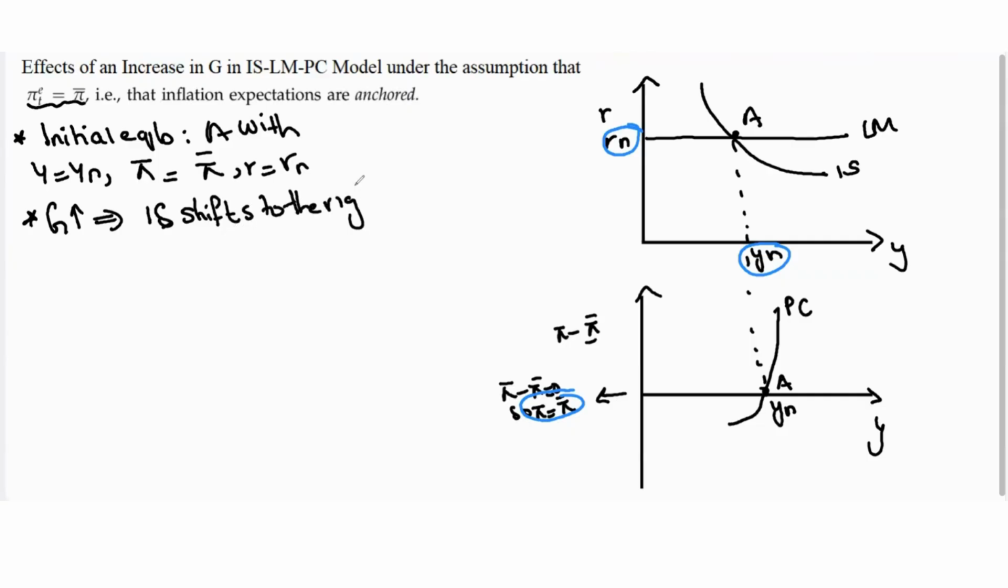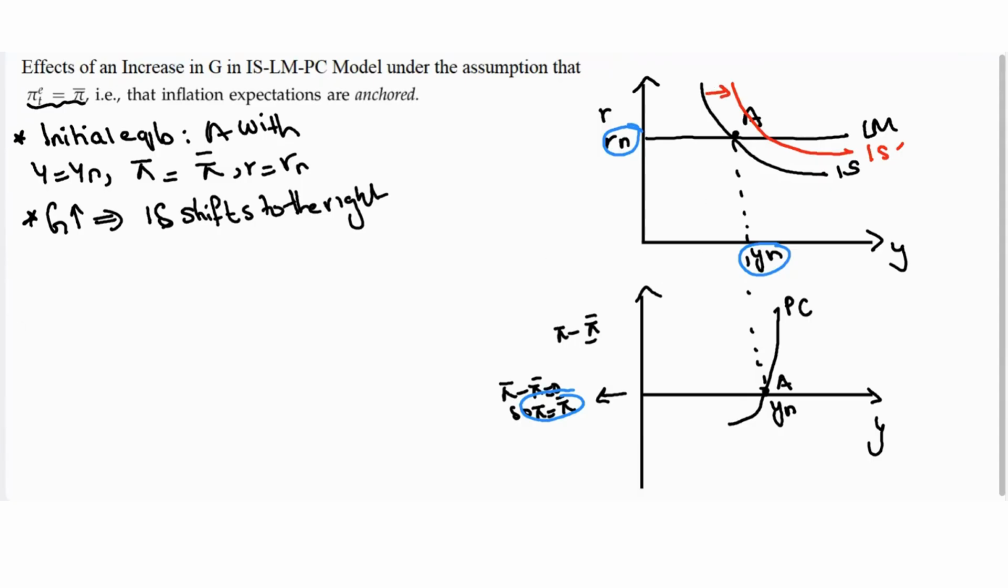So let's shift the IS curve to the right now in our figure. Let's make a little smaller shift. Okay, so this is the new IS. IS has shifted towards the right.